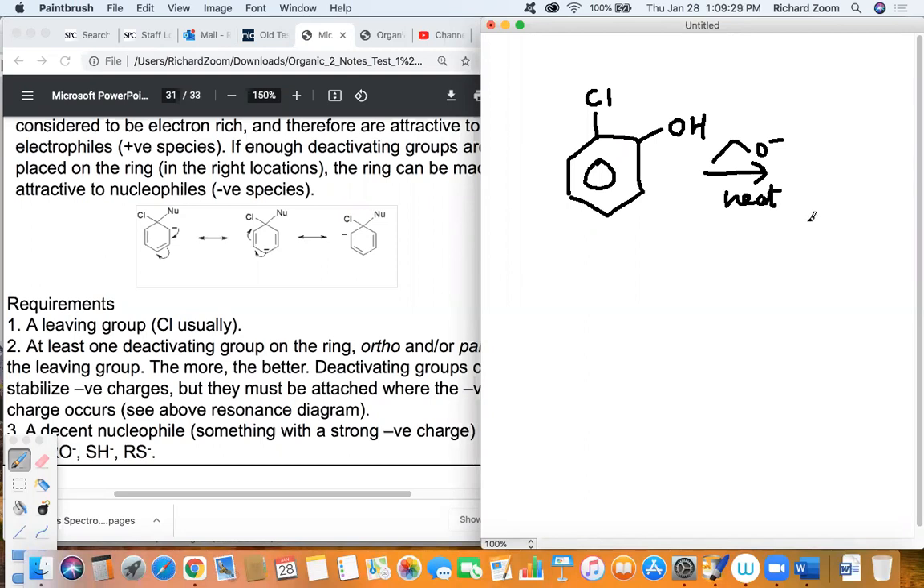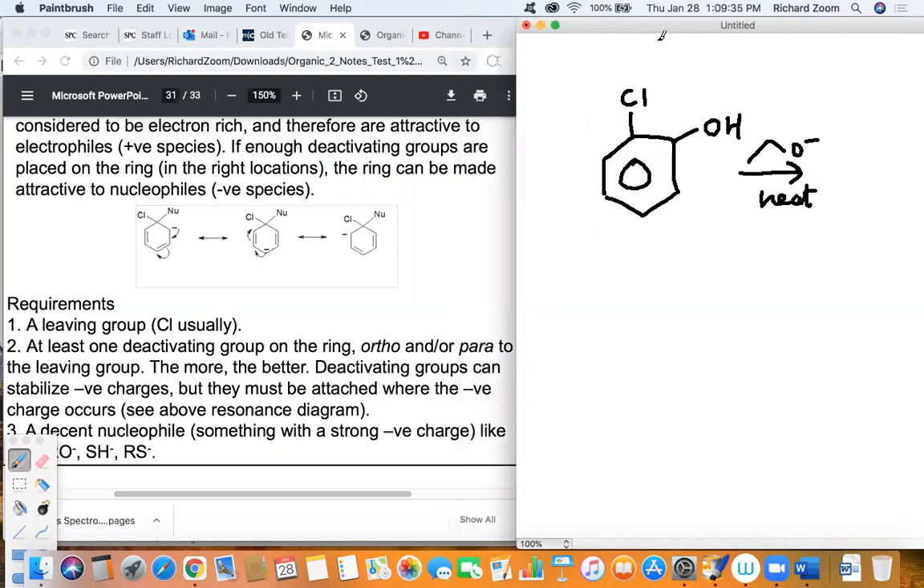Okay, so what do you all think of that? And you can see the conditions over here on the side. What do you think of that one? Will that give a product?